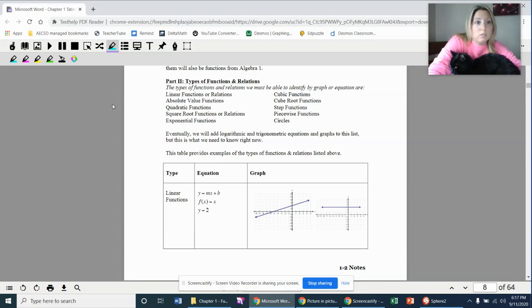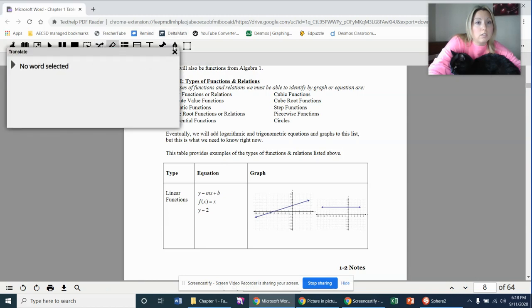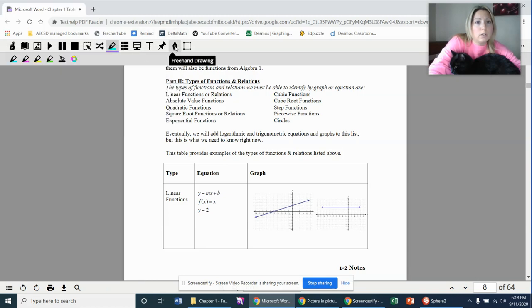Let me see. Can I write? Click to speak. Screenshot. No word selected. Freehand drawing. There's a negative sloped line that becomes less of a line at the end, right? But that's it. That's what we're talking about. Oh, there we go. Cool. Hey, this thing is kind of neat so far, right?